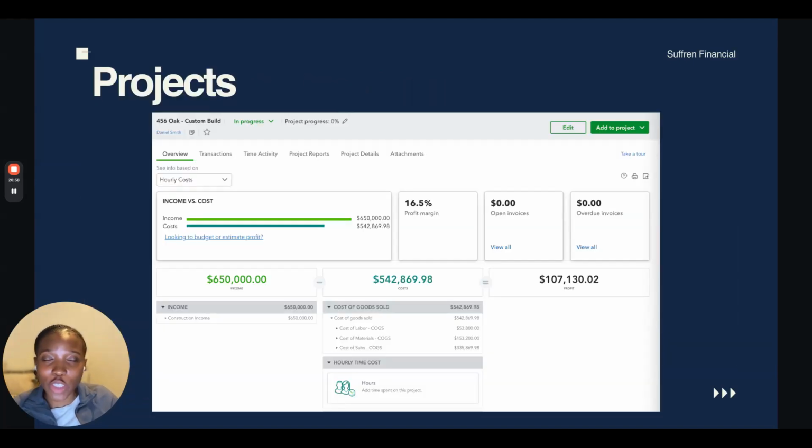The projects feature is a great tool to help with that horizontal separation, and it also gives you this overview so that you're able to see your numbers at a glance. You're able to see your project income, cost of goods sold across labor, materials, and subs, and your project profit. So instead of cluttering your chart of accounts, let projects do the work for you.